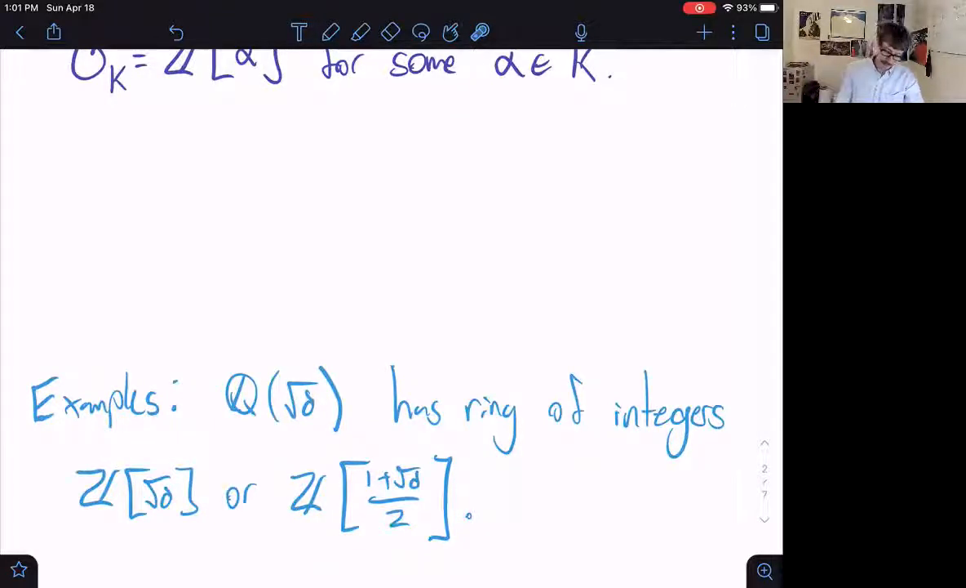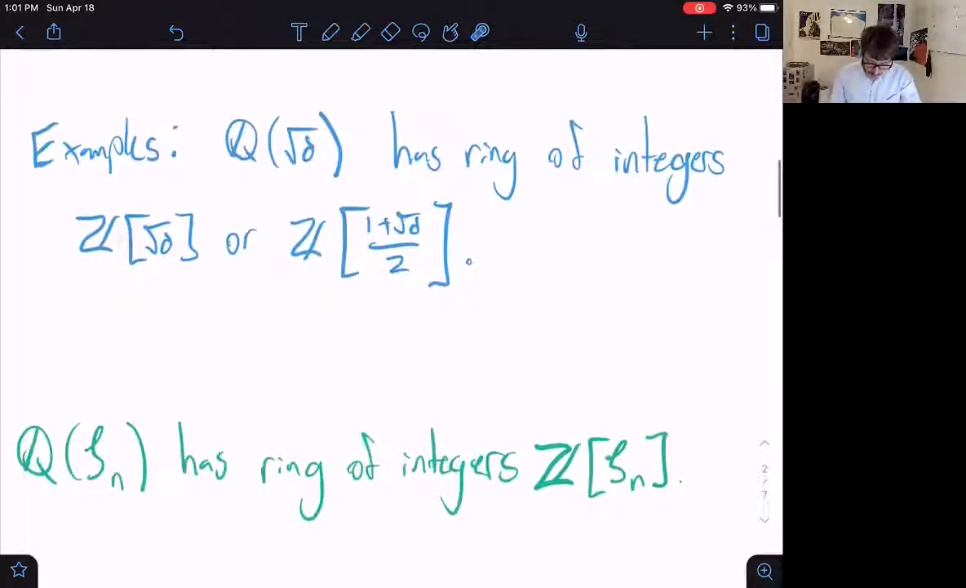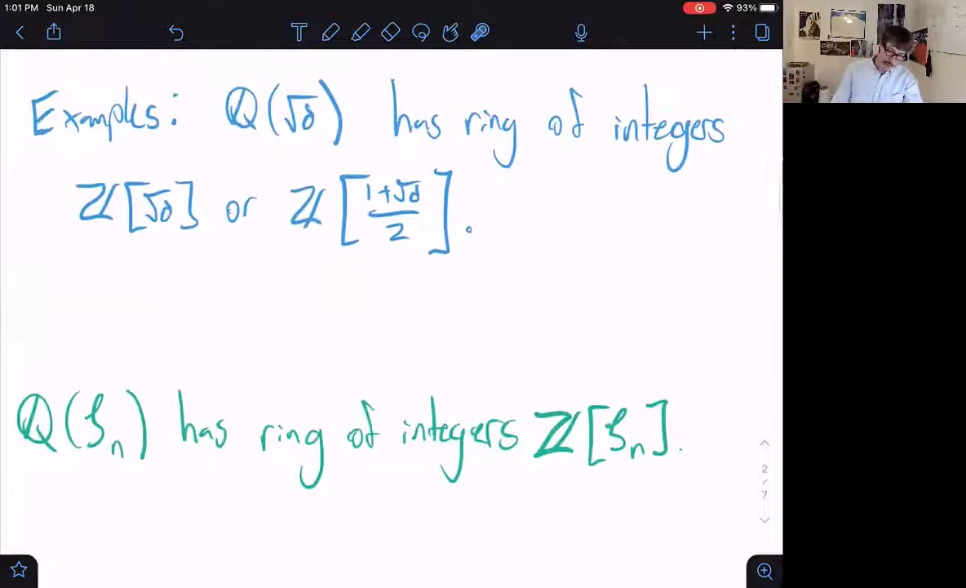So for quadratic fields, the ring of integers looks like Z adjoined the square root of d or Z adjoined (1 plus the square root of d) over 2, depending, of course, on what d is congruent to modulo 4. Okay, and then the next friend you make along the way is the nth cyclotomic fields, and these are monogenic. They're generated over the integers by an nth root of unity.